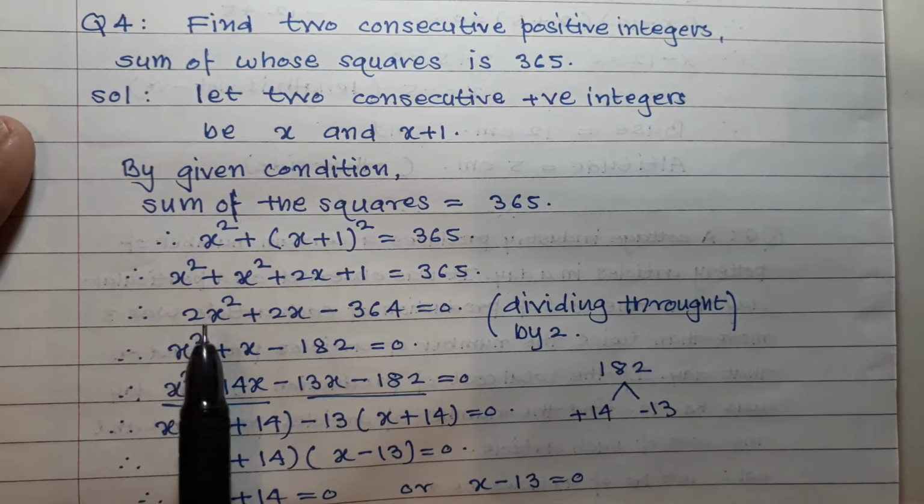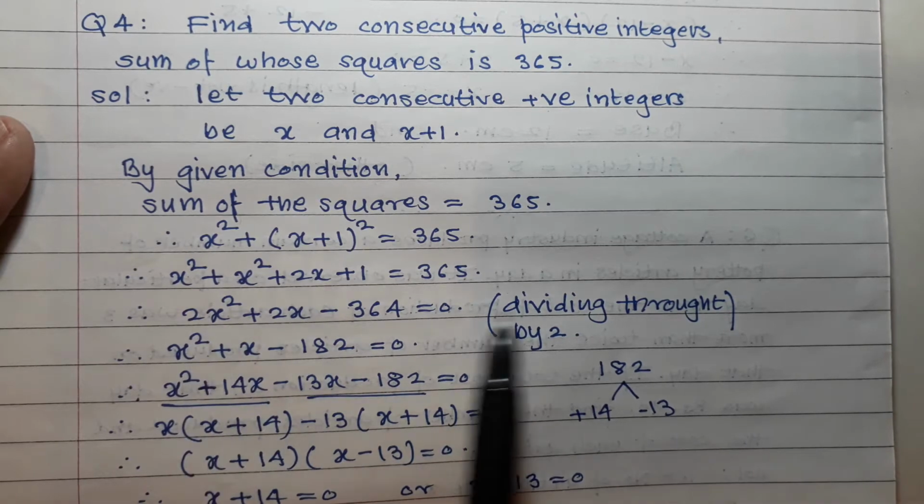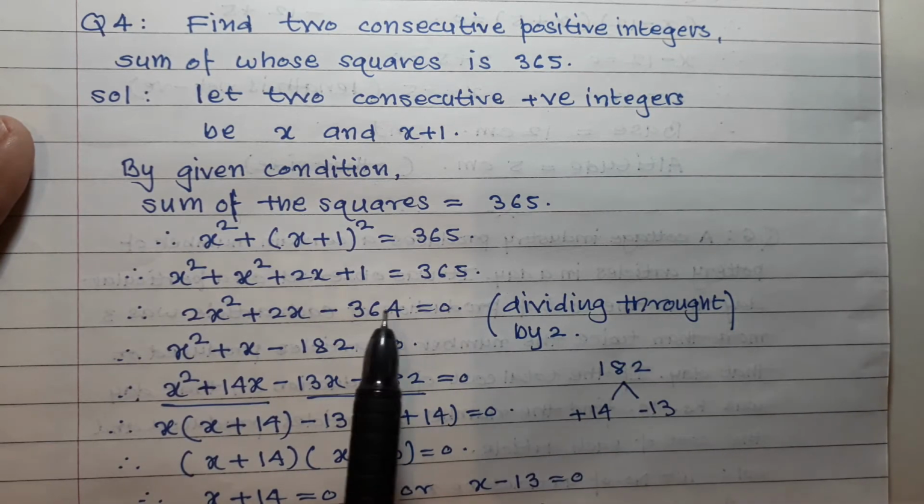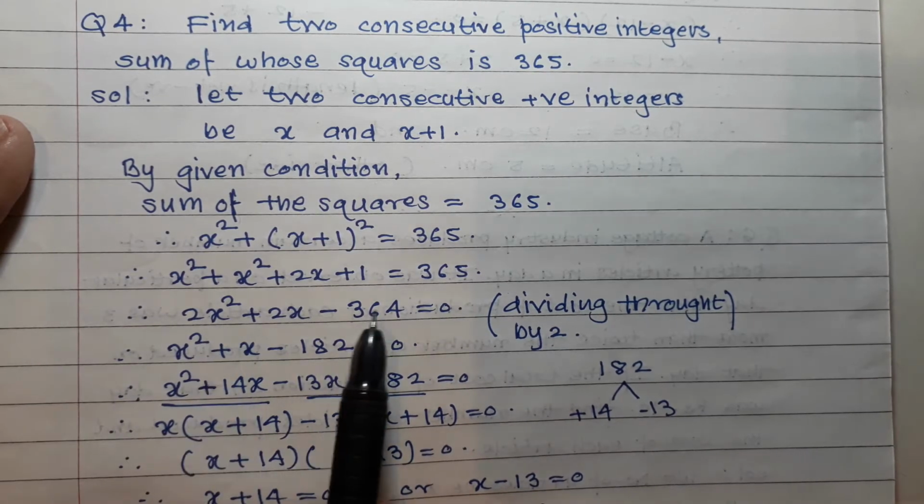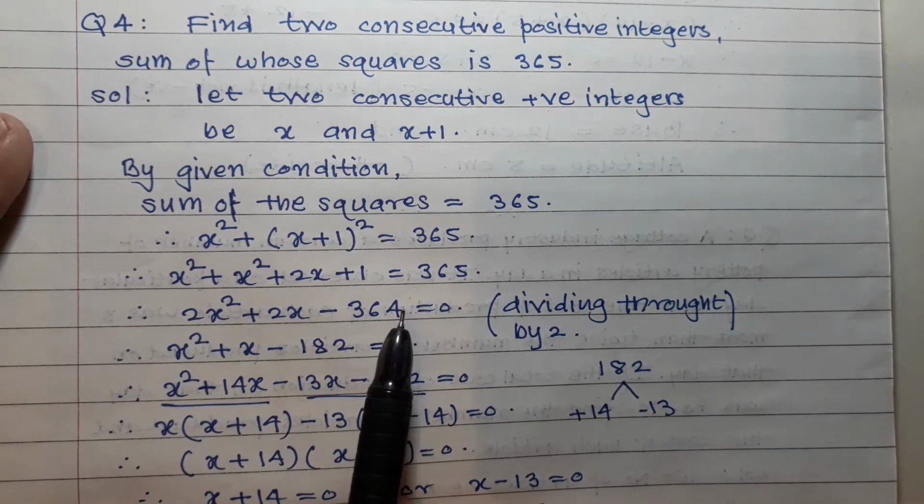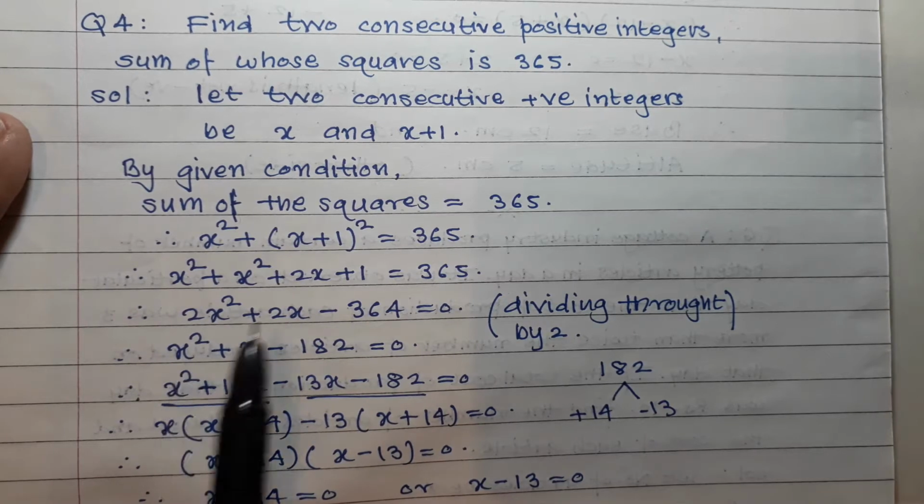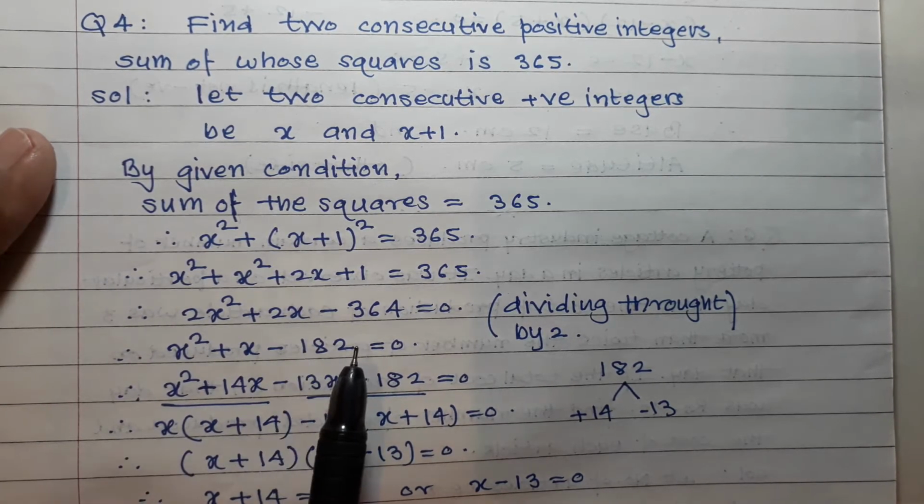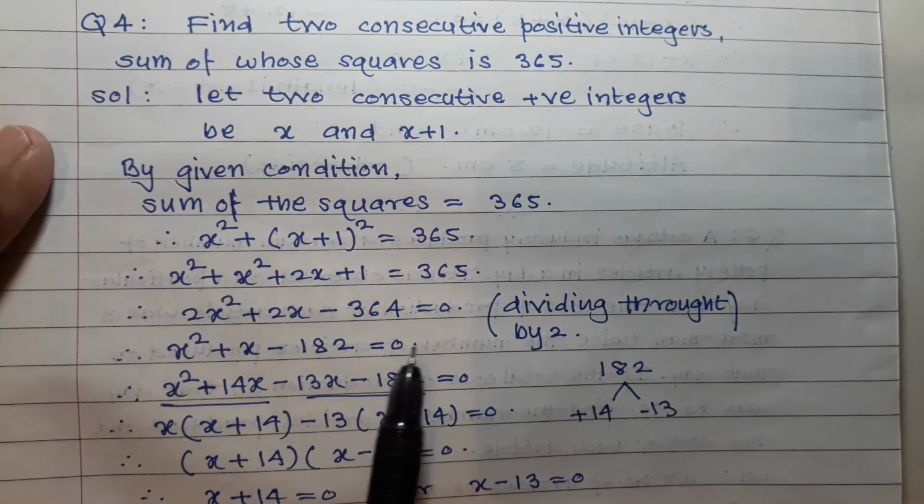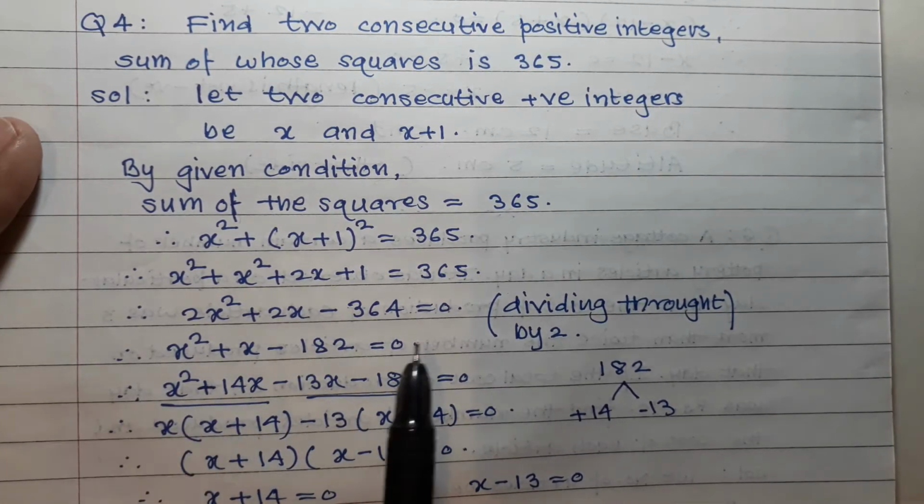Now observe this, dividing throughout by 2. Simplify this by dividing by 2, because here all coefficients are multiples of 2. If you divide this, you will get x squared plus x minus 182 is equal to 0. So this is a quadratic equation.